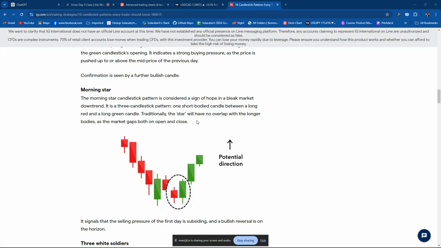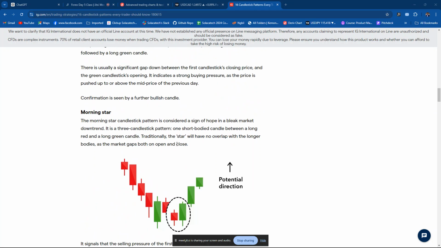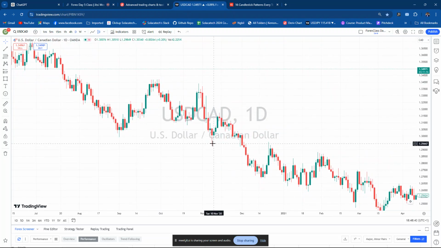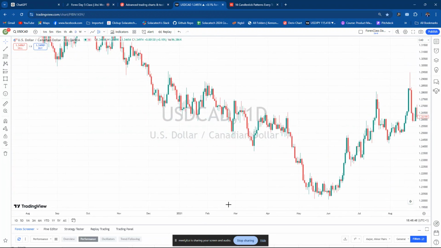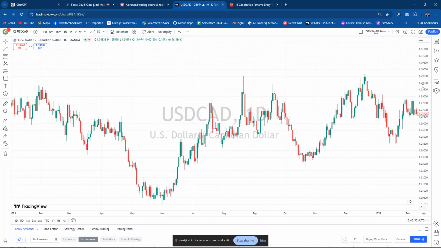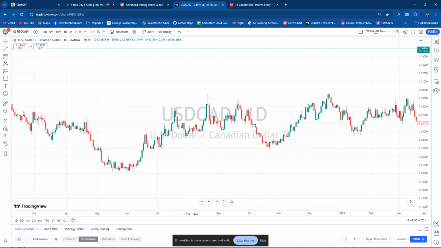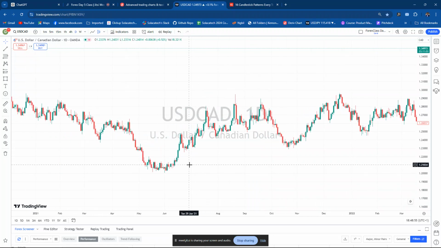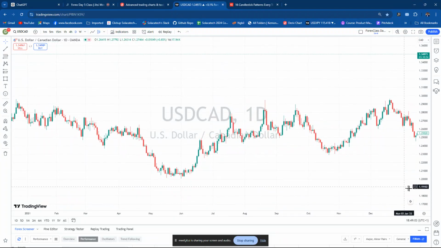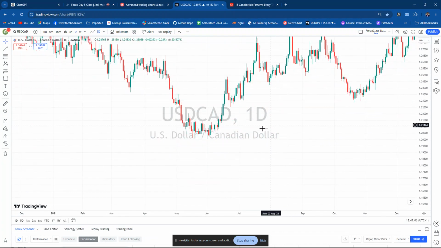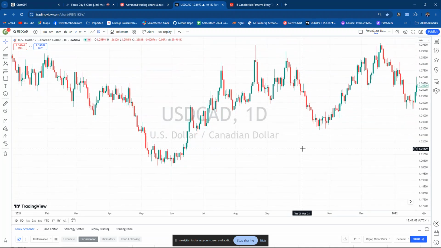Traditionally, the star will have no overlap with the longer bodies as the market gaps and closes. Let me explain what all this long grammar is. Just like you have a normal star, a morning star is that candlestick that shows reverse movement. This one happens very frequently, but sometimes you might not be able to detect which is a morning star because it's always confusing. Even myself, sometimes if I want to follow it strictly, I make a lot of mistakes. So I try to avoid it too, but you can try.